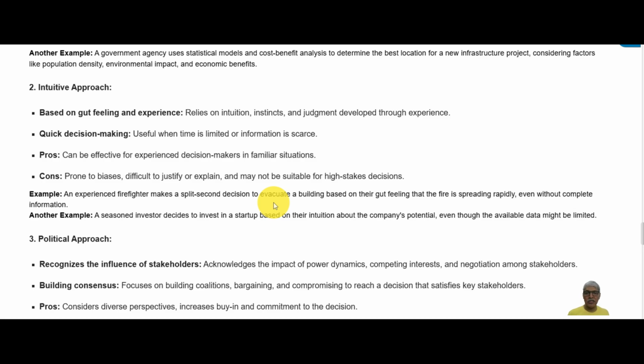This is intuitive approach. So here, based on gut feelings, it relies on intuition and instincts and judgments developed through experience. So the firefighter is an experienced person, and because of that, his gut feeling is relied upon. So the quick decision making is very useful when the time is very limited. The advantage is that it can be effective for experienced decision makers, but sometimes it may be difficult to justify or explain this firefighter's action. This is the intuitive approach.